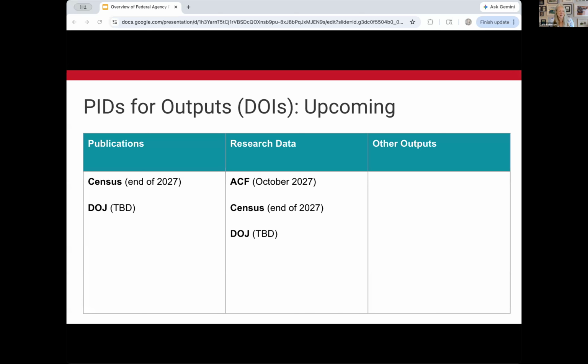And like I said, there is more upcoming related to the OSTP 2022 memo implementation. Census and Department of Justice's National Institute of Justice are planning to have these requirements in place for publications and data. And then the Administration for Children and Families will have them for data as well.